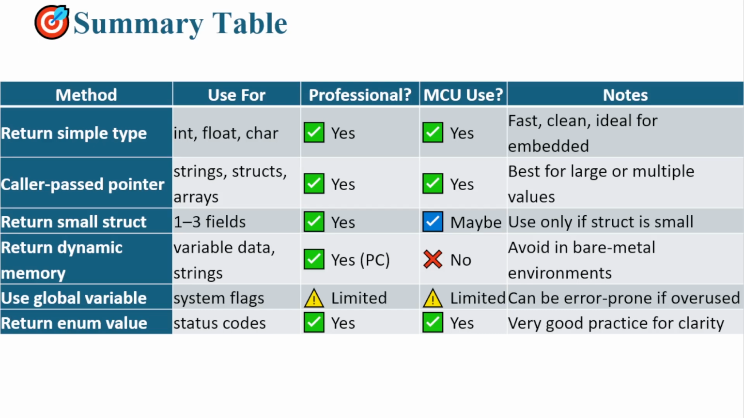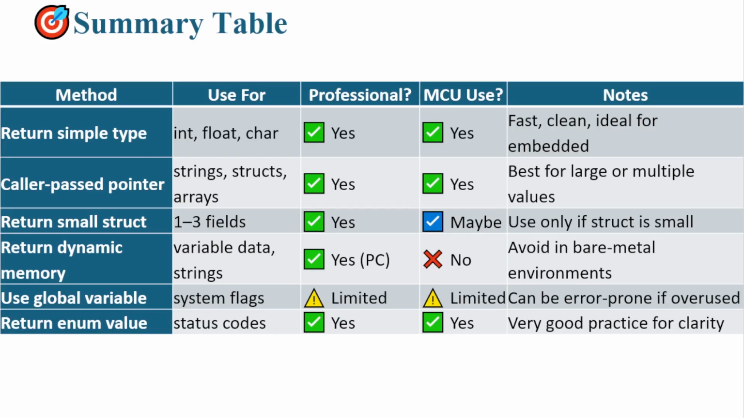Return dynamically allocated memory: works for variable length data on PCs, but avoid it in bare metal microcontrollers. Global variables can hold system flags or persistent status, but overusing them can make code error prone and hard to maintain. Return enum: excellent for status codes or modes, making your code clear, professional, and easy to read. You can see the table here.